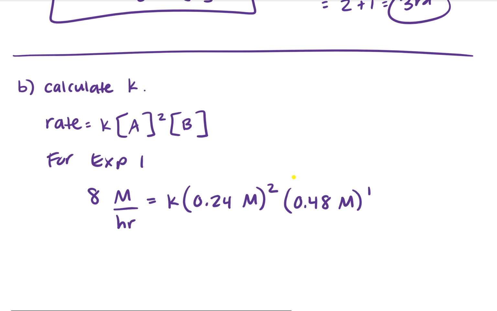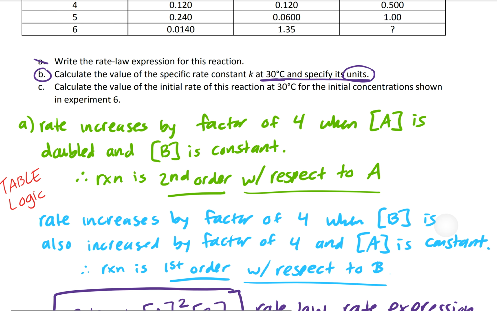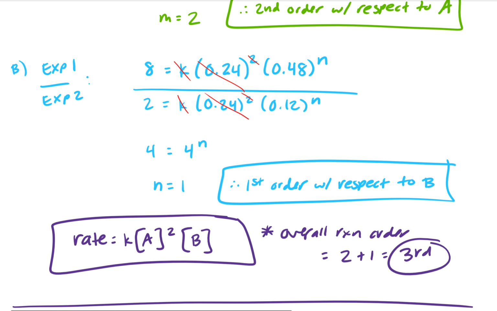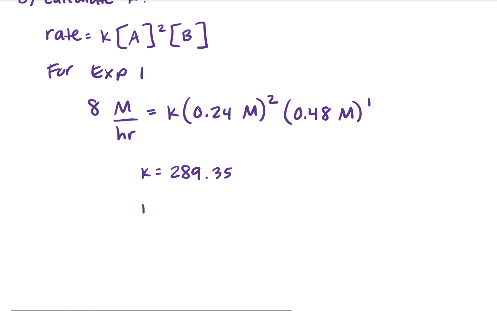First thing I want you to do is just do the algebra. We'll worry about the units later. So square 0.24, multiply by 0.48, and solve for k. k equals 289.35. And let's check sig figs real quickly. Go back to your data table and see how many sig figs. Each number has 3, so I'm going to round this to 3 sig figs. So k equals 289. Okay, there's my numerical answer, but I have to include units with k.